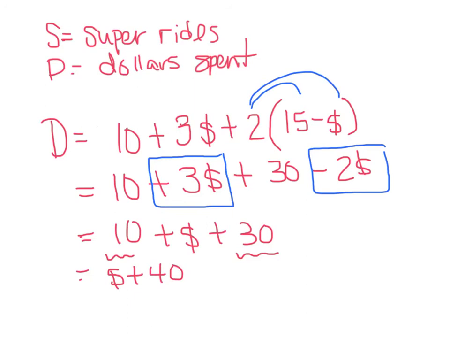Now the problem asks us to evaluate this expression if Sarah rode 9 super rides. So the number of super rides that you rode, I keep saying Sarah, the original problem had Sarah in it and I changed it to you to make it a little bit more personal. So the number of super rides is 9. All I'm going to do is simply replace or substitute 9 in for S, add 40, and the number of super rides is 49.